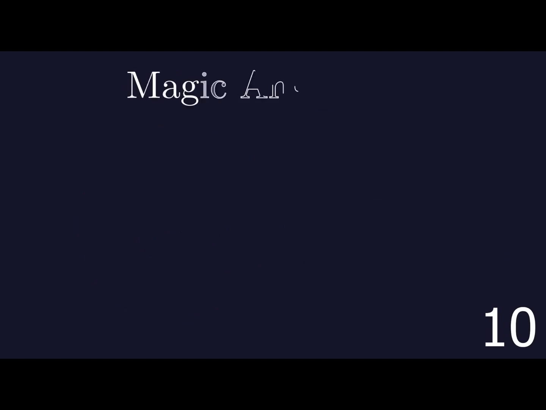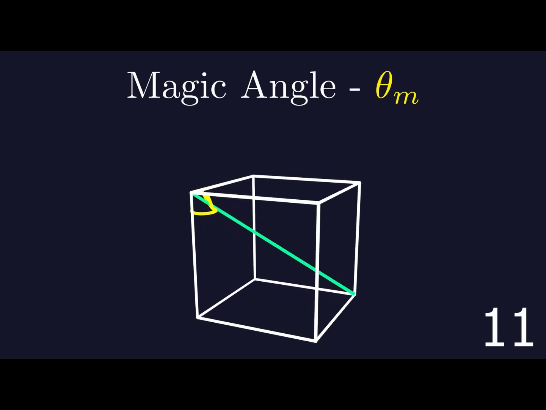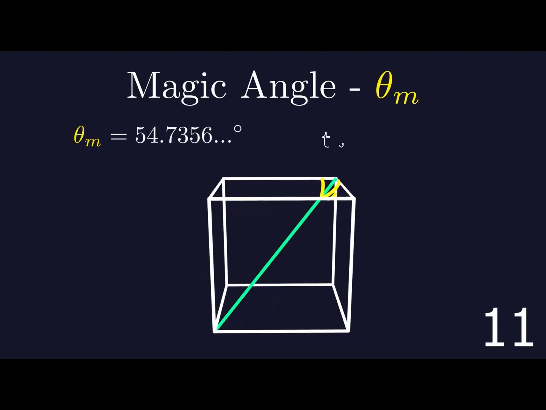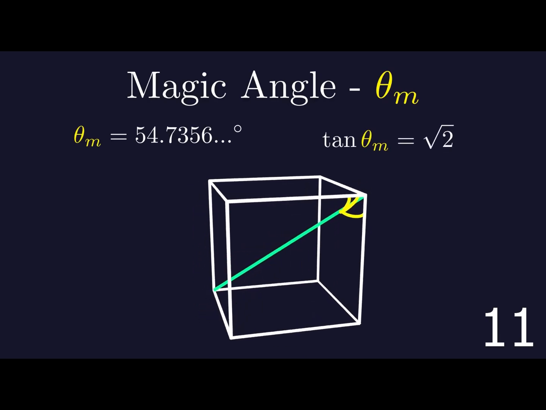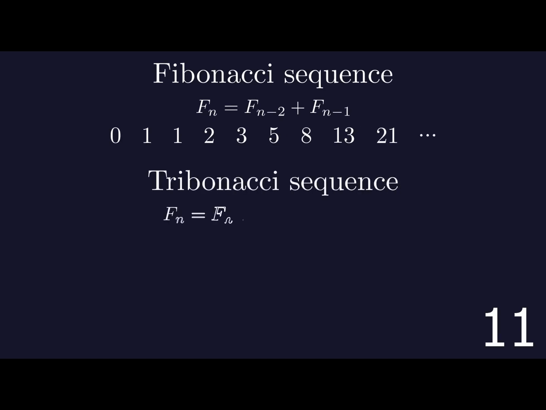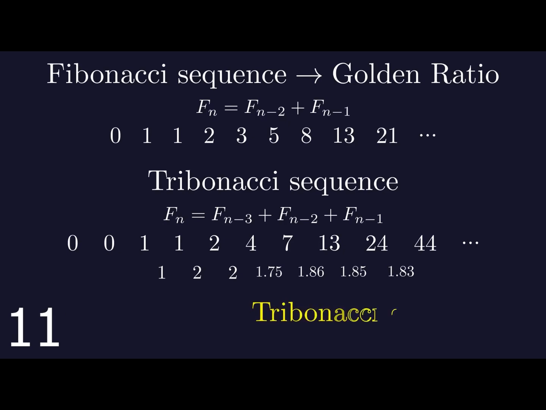There's also the magic angle, the angle between the diagonal of a cube and any of its three connecting edges. This angle is around 54.7 degrees. Its tangent is exactly equal to the square root of 2. In the Fibonacci sequence we sum the two previous elements. In the Tribonacci sequence we sum the three previous elements. The ratio between elements in the Fibonacci sequence converges to the golden ratio, but in the Tribonacci sequence it converges to the Tribonacci constant, approximately 1.839.